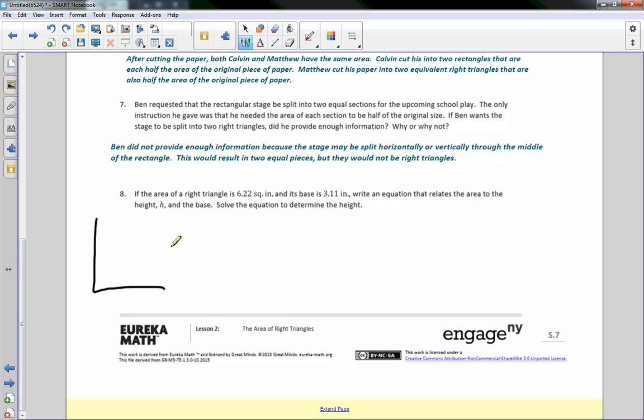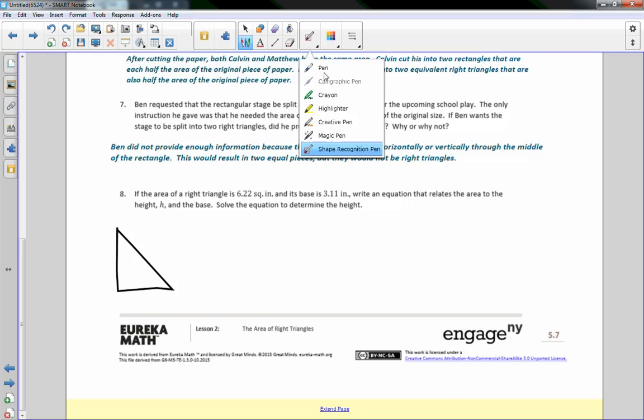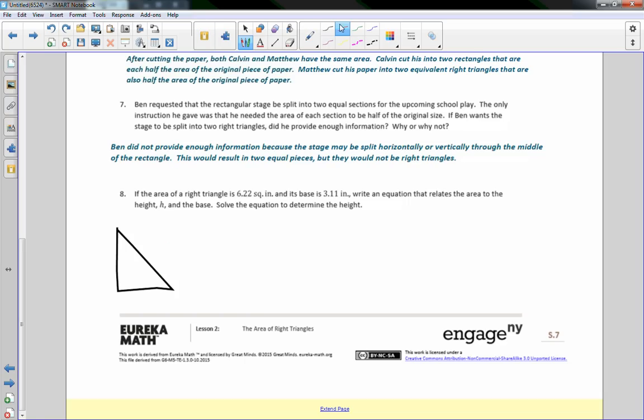Oh, I can't lift my pen to do that. 1, 2, 3 without lifting. Okay, still not very good. All right, try one more time. All right, close enough.